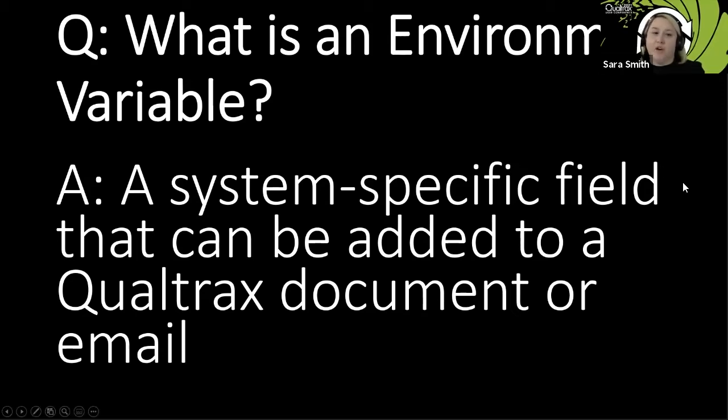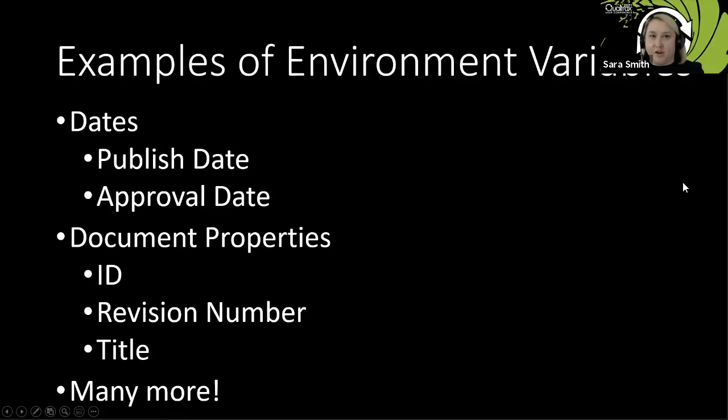So let's think about a few examples just to get us started. Examples of environment variables could be dates: the date that a document was published, the date that a document was approved or released for review. Document properties, things like the document's title or ID or revision number. Again, you know that these are things that are being stored in Qualtrax and being monitored. So there's nothing new there. We're just looking at how we can pull those into our documents and into our emails.